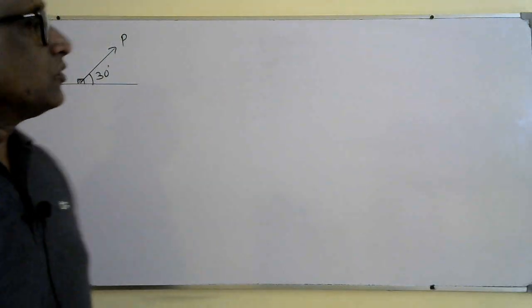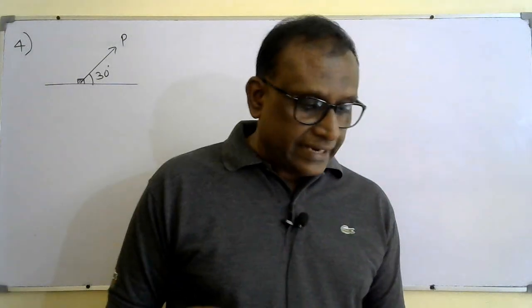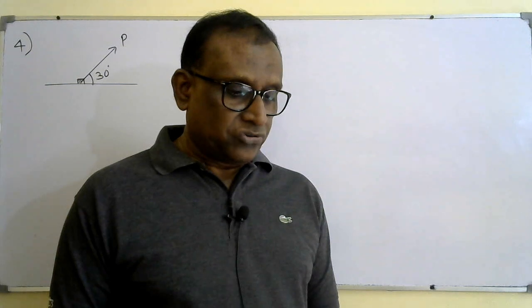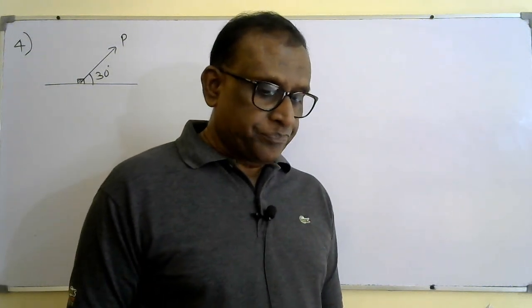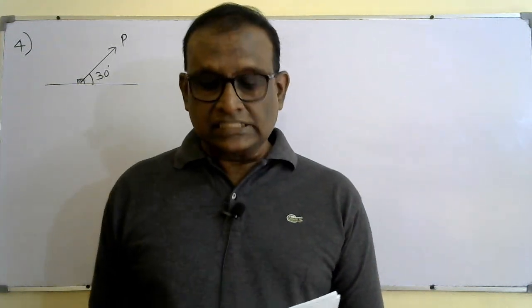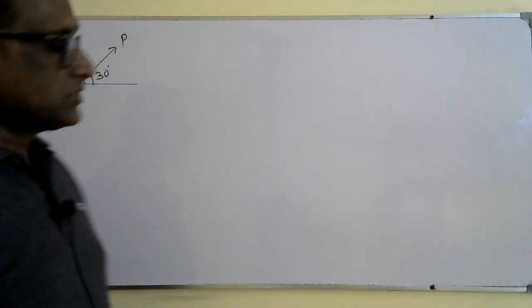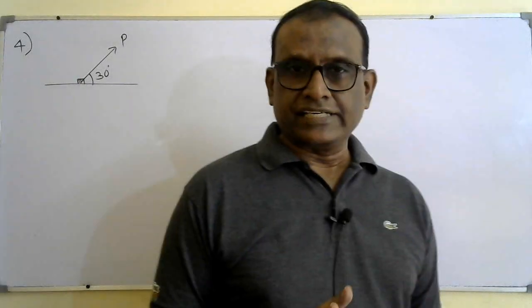We don't know whether the block is at limiting equilibrium. Okay, we'll find out. The question is, find the magnitude of the frictional force exerted on the block by the plane and describe what happens to the block, justifying your answer. So in this question, you should know the meaning of limiting friction and friction.